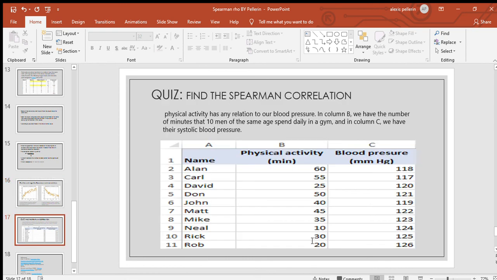So I have here the quiz. So this is my quiz. Find the Spearman correlation. Does physical activity have any correlation to our blood pressure? In column B, we have the number of minutes that 10 men of the same age spend daily in the gym. And in column C, we have their systolic blood pressure. So we're going to solve this one. So kayo na ang mag-solve nito.